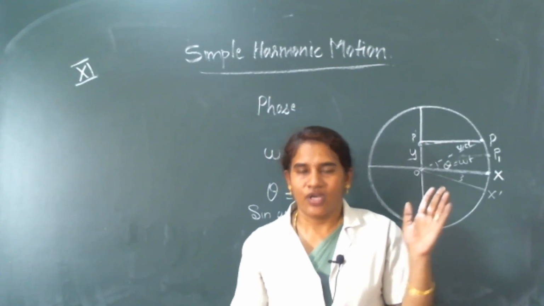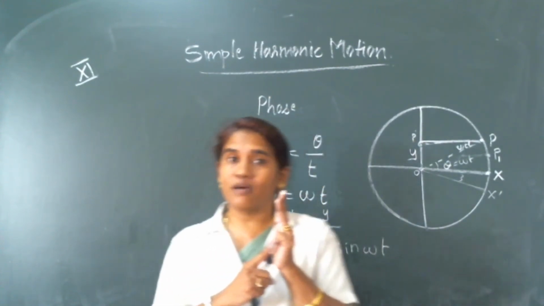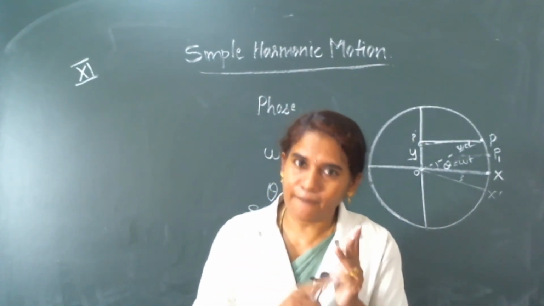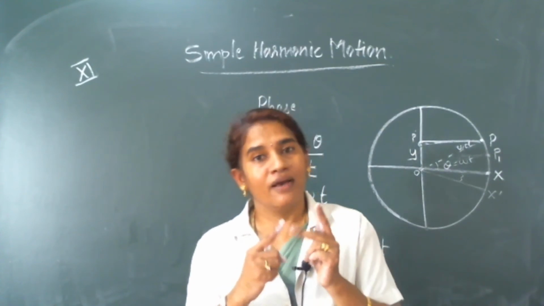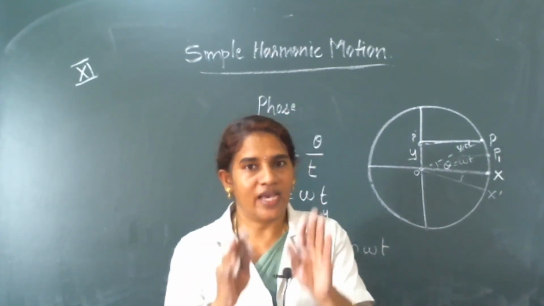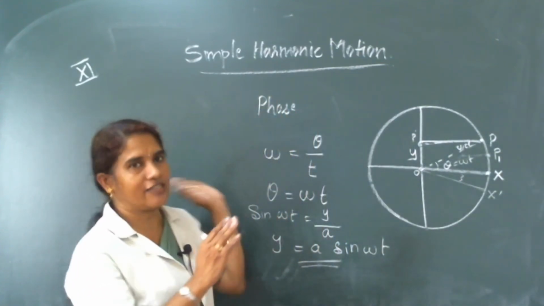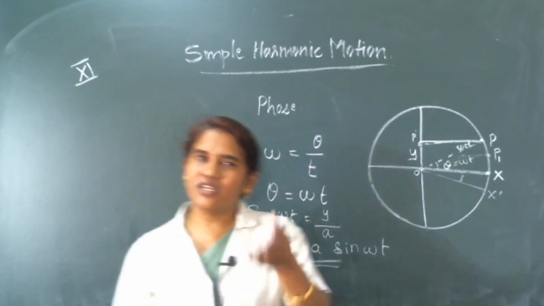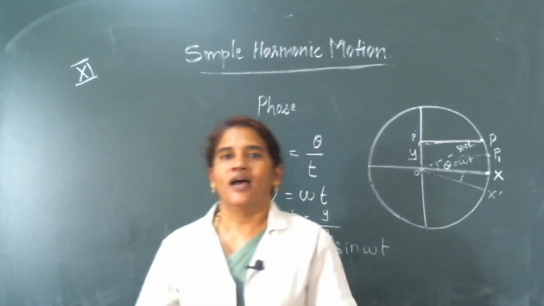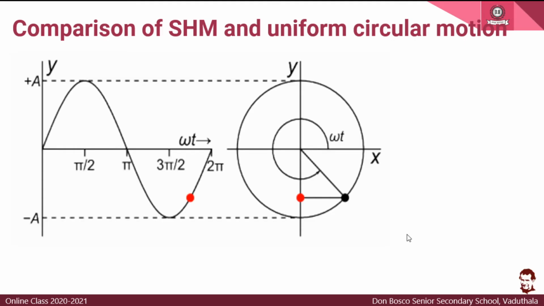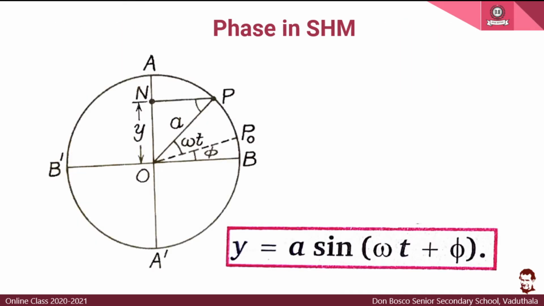Related to oscillatory motion, we have studied many terms: displacement, time period, frequency. Along with that, another new term is phase. With this diagram it will be a little clearer. See the diagram? Instead of starting from B, it starts from P0, and that angle is shown with the symbol phi. That means phi is the phase difference here.